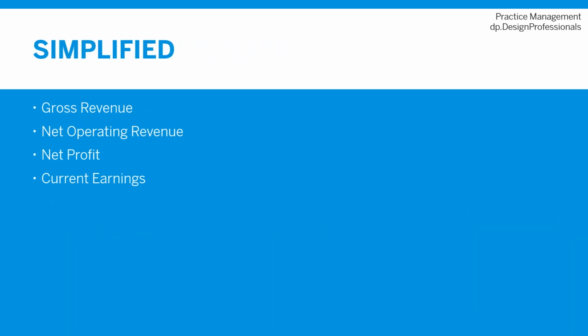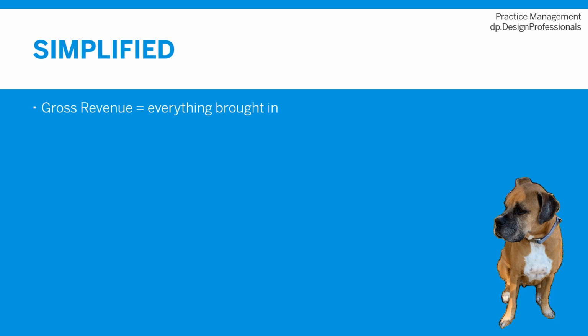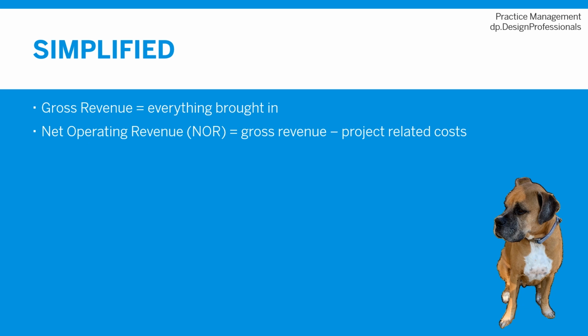Now, if we look back at the list of 4 terms we had at the beginning, we can use this list in this order to help us understand the differences between them. Gross revenue is simply everything brought into the business. Net revenue is gross revenue minus project-related costs.